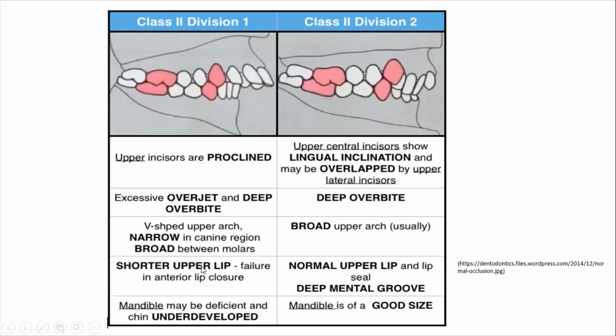Appearance-wise, in division 1, you're going to have a short upper lip. There might even be a failure for the lips to close. And in division 2, you're going to see a normal upper lip, and you'll see a good seal. The mandible in division 1 may be deficient, and the chin may be underdeveloped. But in division 2, it might seem more like a normal size.